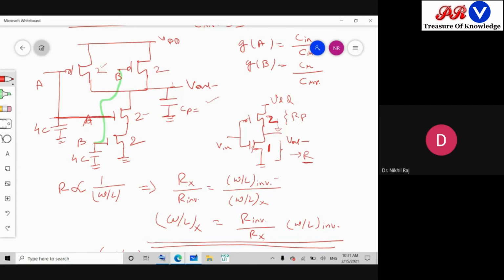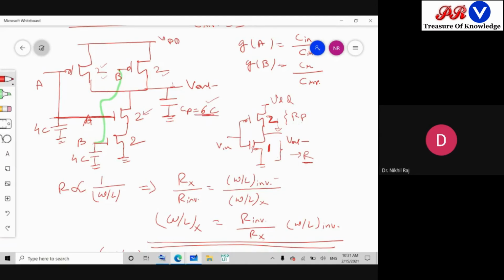Anyone? Look, what are the associated sizes? Here 2 is there, here also 2 is there, here also 2 is there. This 2 is not coming in direct contact with the output terminal. So how many dimensions are there? 2 plus 2 plus 2. So total what should be the value here now? 6C. Okay? The total capacitance seen at the output will be 6C.